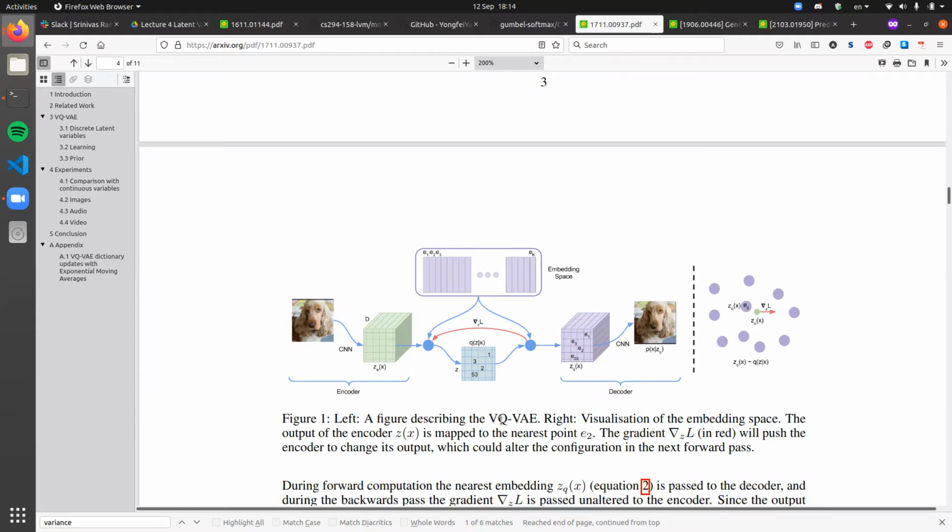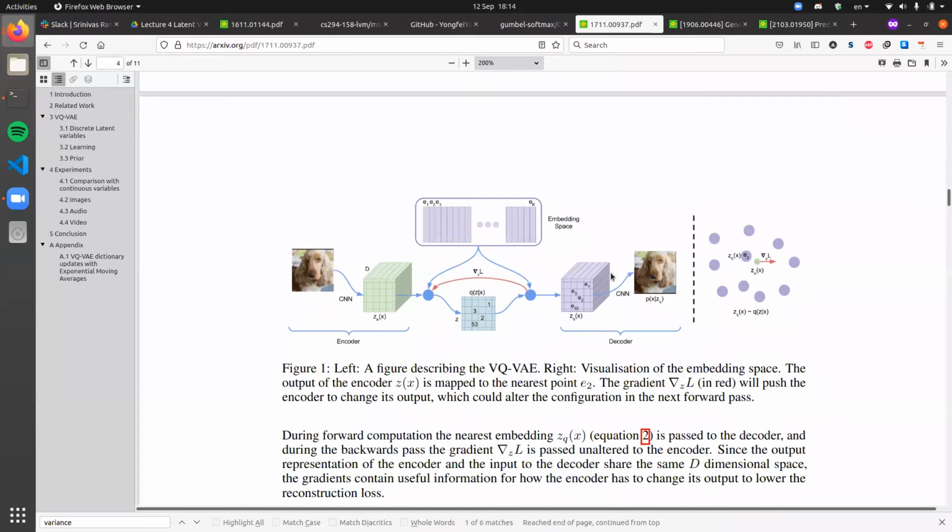Okay, so does it make sense? Is it clear what's going on here, or should I maybe try to explain it better?